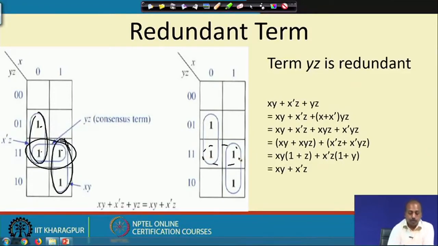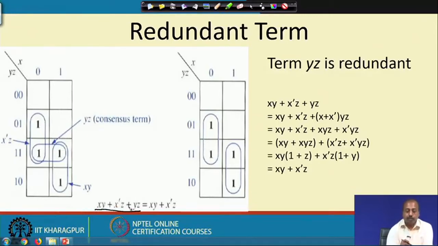Now, if you do it like this, if you take this third one also, the first term that you get is from this pair. It gives me the term x y, then this pair gives me the term x bar z. So, this one, this vertical one, gives me x bar z, and this one gives me y z. By taking that, I can get the expression like this.